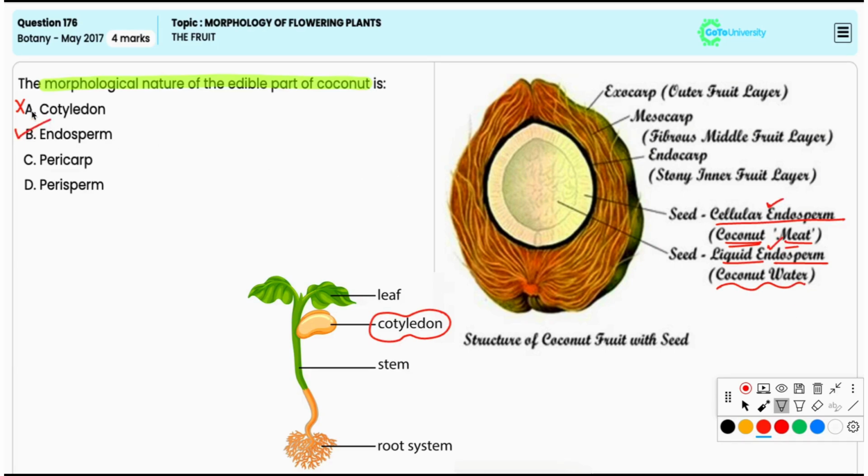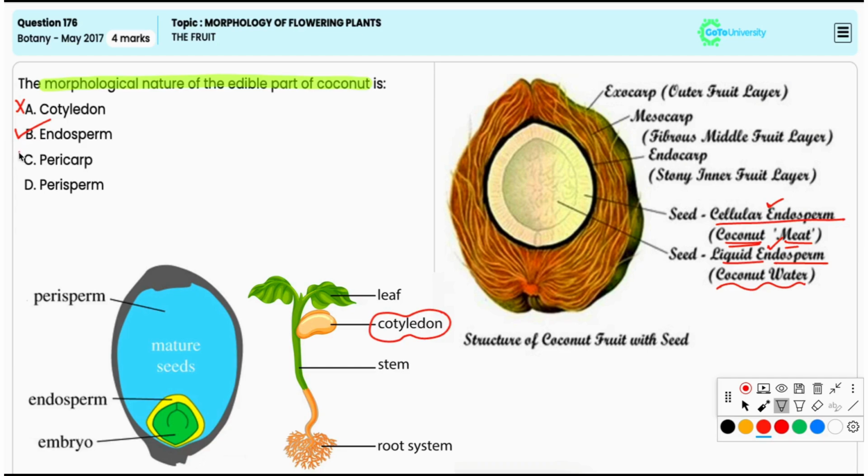Option C, pericarp. It is also incorrect because the pericarp is the outer covering of the fruit, which includes the exocarp, that is the outer layer, the mesocarp, the fibrous middle layer, and the endocarp, the hard shell. But these are not edible in coconut.